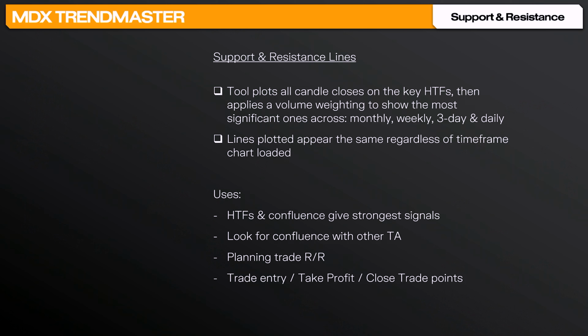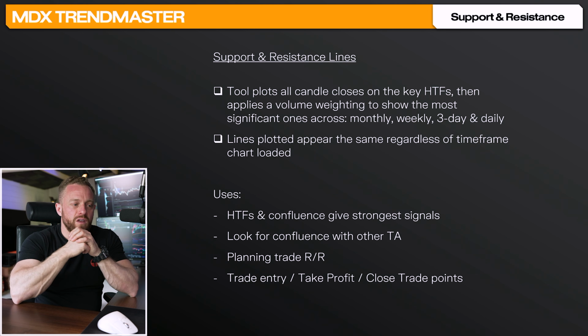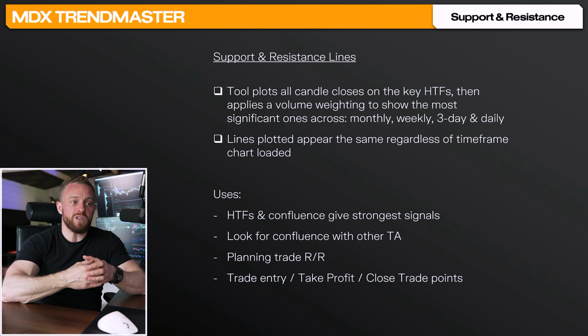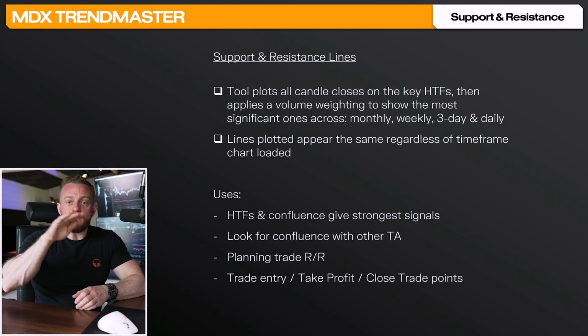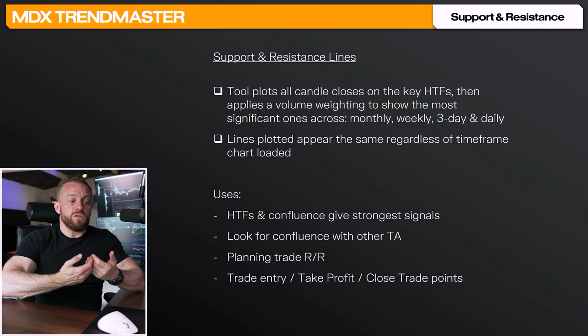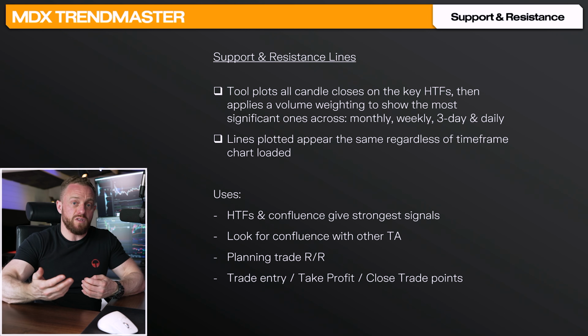But coming back to auto charting, how can you actually use this? Well, generally, you will find that the higher time frames are going to give you the strongest signals. So any lines on the chart, like the monthly and weekly, probably give a bit more of a reaction than the 3-day or daily. Another use is you can look for confluence where you see those lines with other types of technical analysis you might be doing.